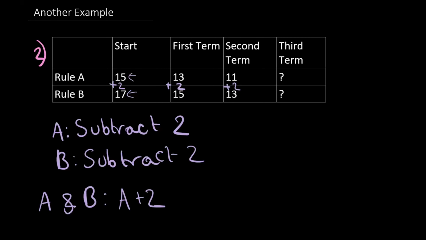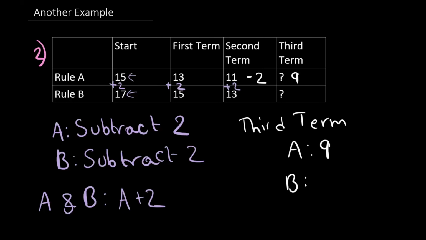Okay, now we need to figure out the answer for the third term, and we have to figure out A and B. We can use the rule that we already know. So first, let's figure out A. The rule for A is subtract 2. So we would need to subtract 2 from 11. That would be 9.